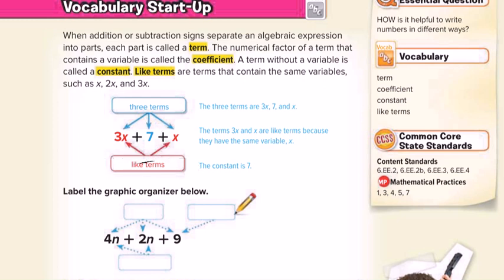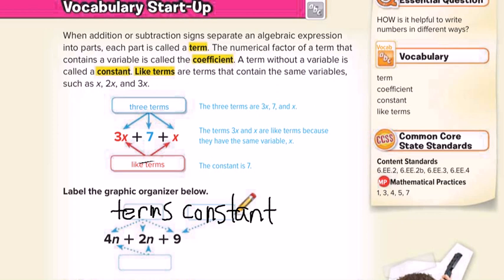This first box up top points to 4n, 2n, and 9. All three of those things it's pointing to are terms. So these are the terms of the expression. Okay. Then this box over here is pointing to the 9, and that 9 is just a number. Okay. It's a constant. So it's called a constant because the value of it stays constant. It never changes like with a variable. Right? So that's why it's called a constant, since it's only a number.